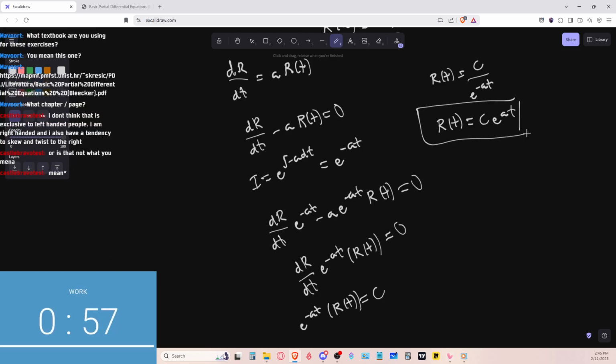This is what happens when you're left-handed. I write it, and now I'm starting to write very crooked. I don't think that's exclusive to left-handed people. I'm right-handed, and I also have a tendency to skew to the right. Yeah, it's probably not particular to just left-handed people. I just hate it whenever I write and it goes into a slant like this.